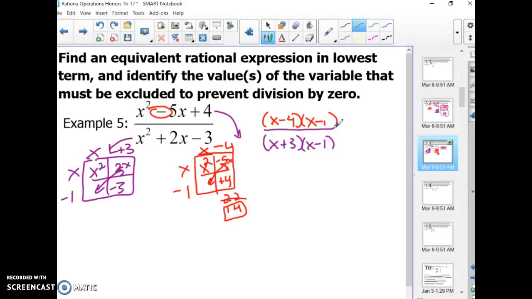So let's set up our restrictions. The value that's going to make that x plus 3 equal to 0 is a negative 3, so x can't equal a negative 3. The value that's going to make that x minus 1 equal to 0 is 1. So I set up my restrictions, cancel out what's the same, and I get x minus 4 on the top over that x plus 3 on the bottom.